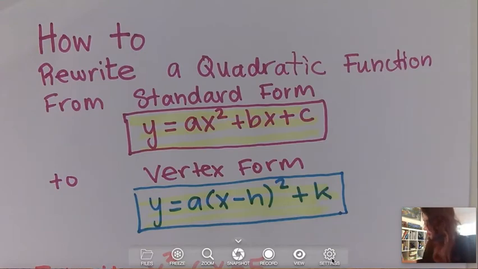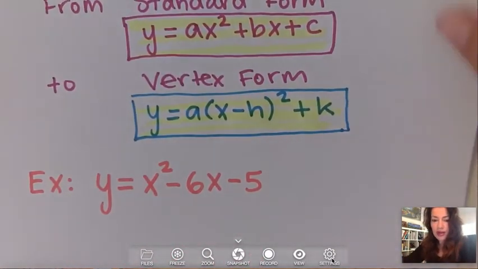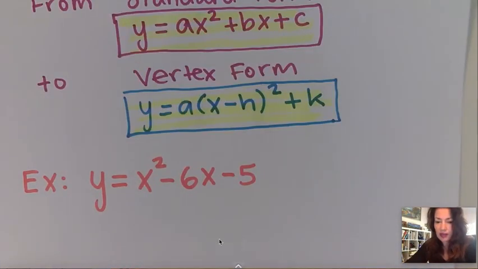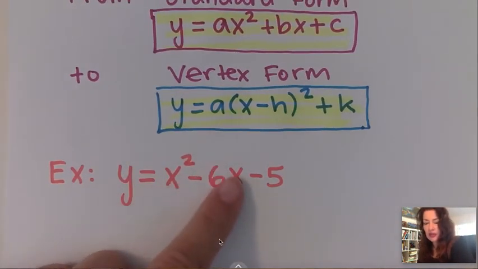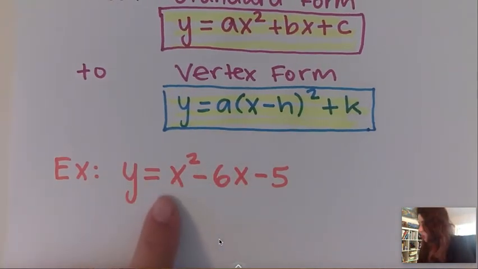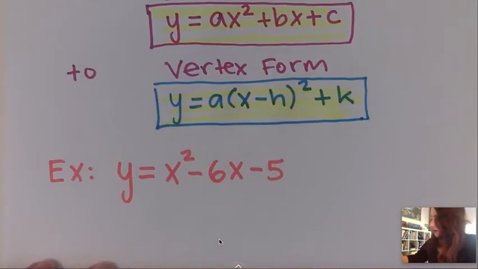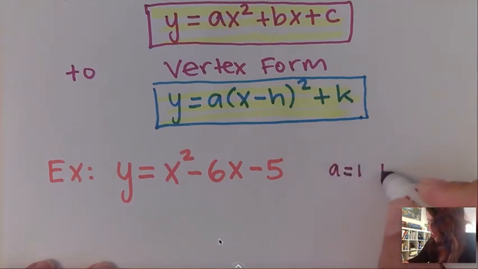All right, looking at our first example, we have y equals x squared minus 6x minus 5. The way this is written, it is in standard form, where our a equals 1, our b equals negative 6, and the c value is negative 5.